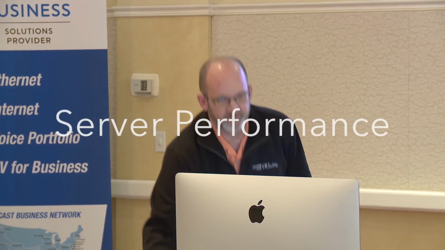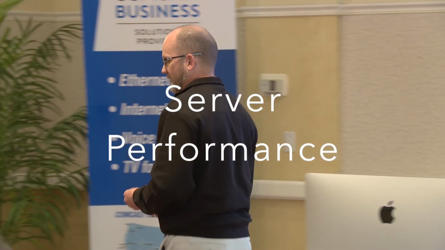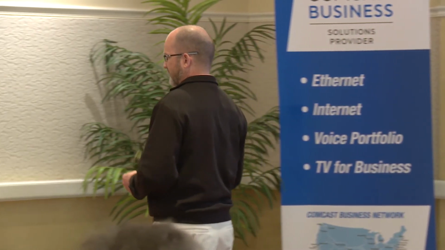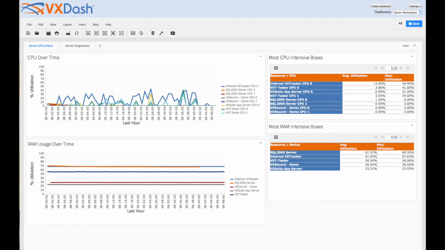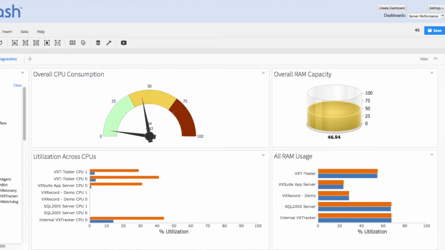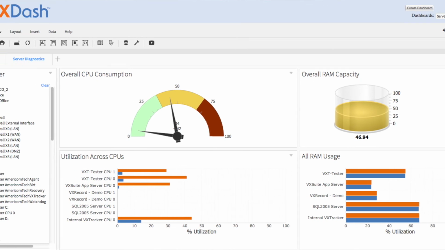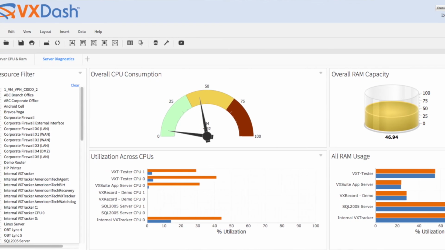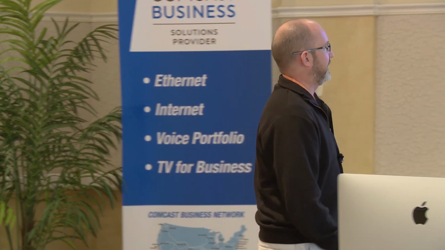More and more, however, we're not solely looking at networks. We also need to pay attention to what's happening with the servers in our environment. The ability to build another diagnostics view where I have the ability to do some resource filtering, and can look at things like overall CPU consumption. What's my low, what's my high? I know that I've got a server that's underutilized, I know I've got a server that's overutilized. Let's dive in and figure out what's going on here.